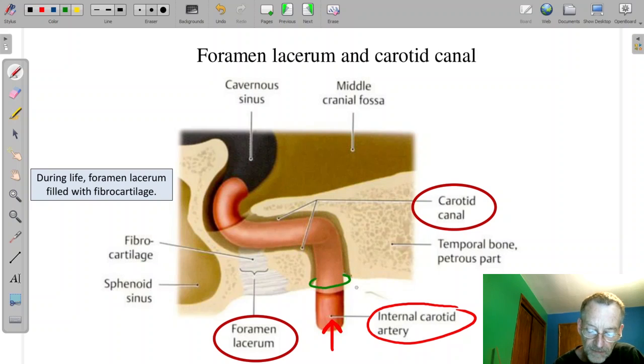That's better. So this is what we were just looking at. So this is the external opening to the carotid canal.